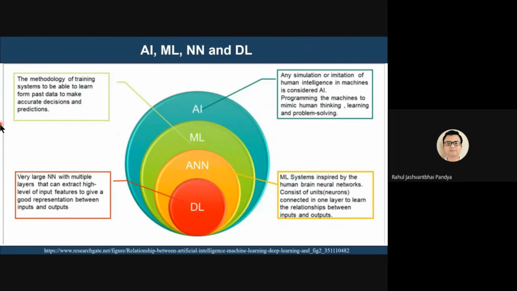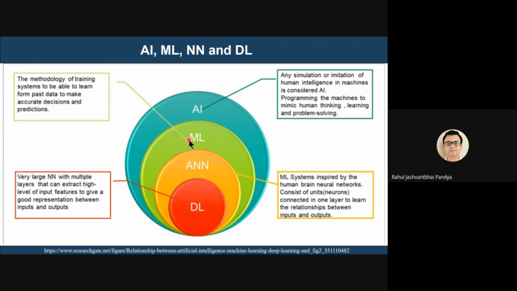Now, some people used to classify into four sub branches. Let's say AI is a larger umbrella, which tries to simulate the imitation of human intelligence in the machine. Programming machines to mimic human behaviors, such as thinking, learning, problem solving. These are the major tasks of AI. Furthermore, ML is the methodology of training the system to be able to learn from past data to make accurate decisions and predictions. That's done by machine learning.